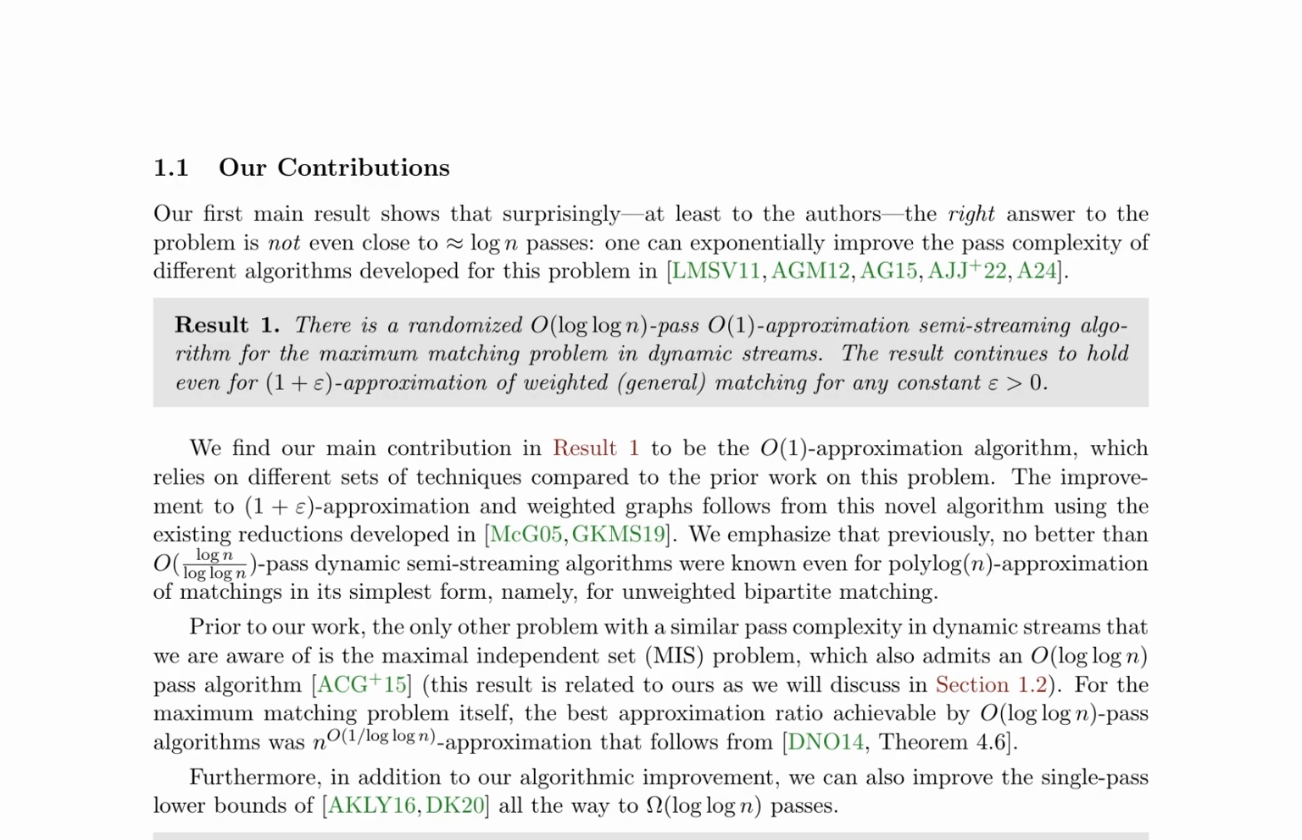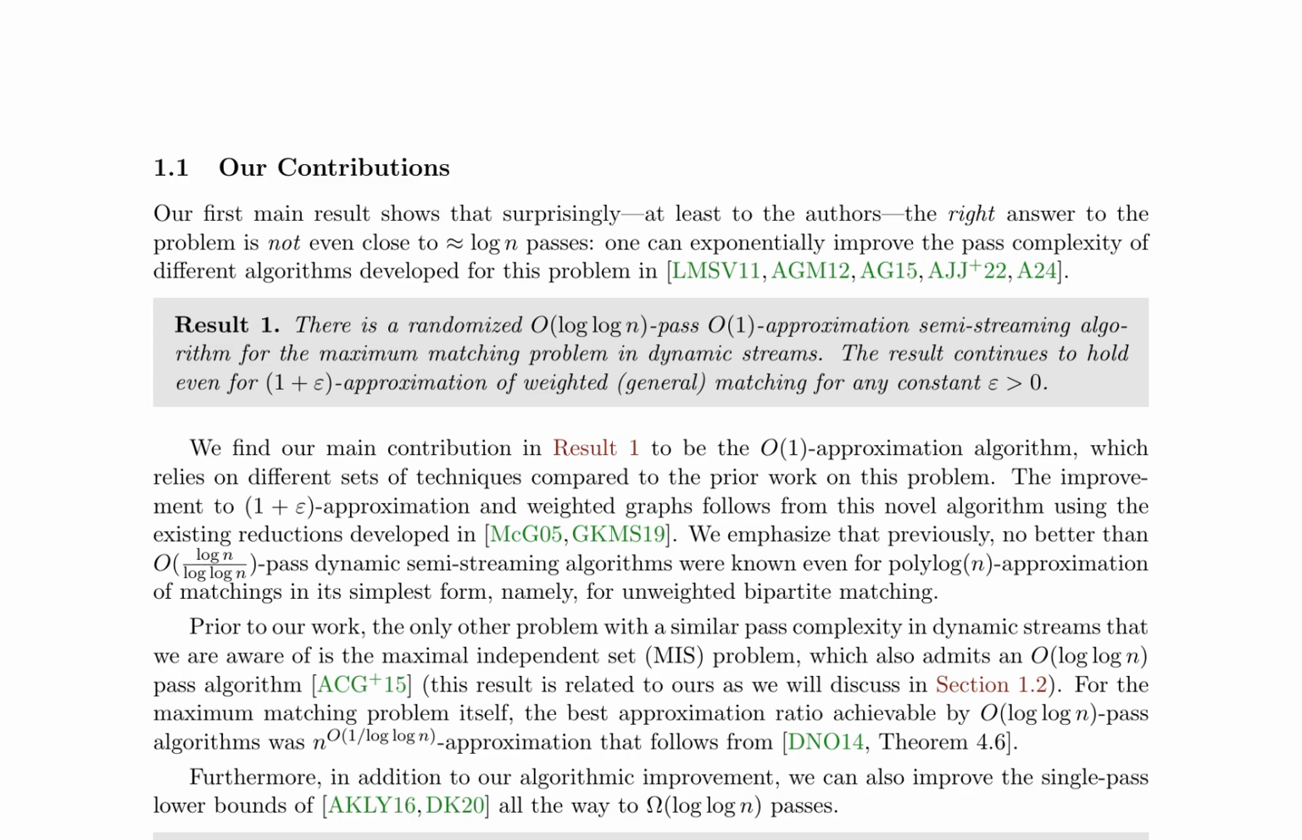In the context of dynamic graph streams, this research presents 2 key findings. Firstly, a randomized log n pass approximation semistreaming algorithm is developed for the maximum matching problem. This algorithm achieves a significant improvement in pass complexity compared to previous algorithms for this problem. Notably, this result extends to 1 plus epsilon approximation of weighted matching for any constant epsilon greater than 0.